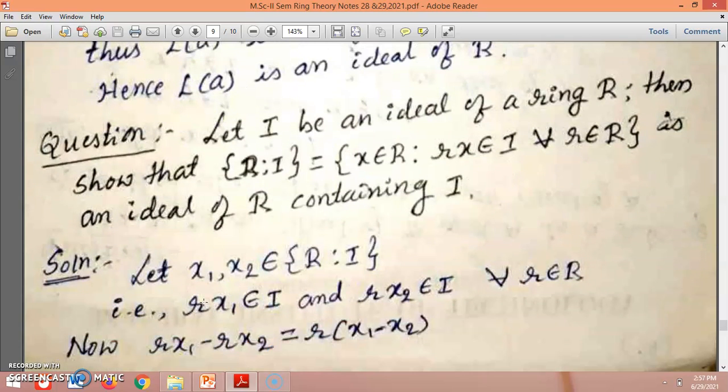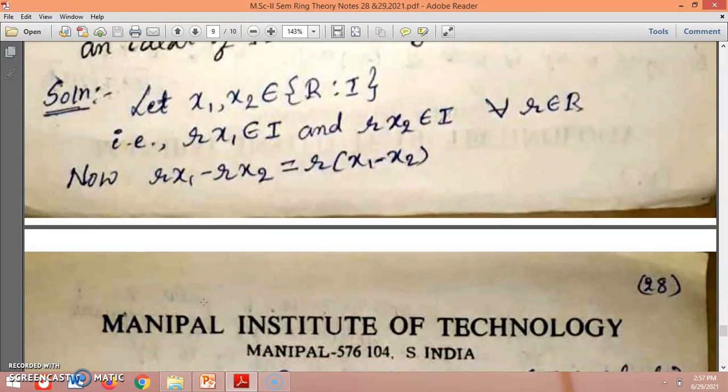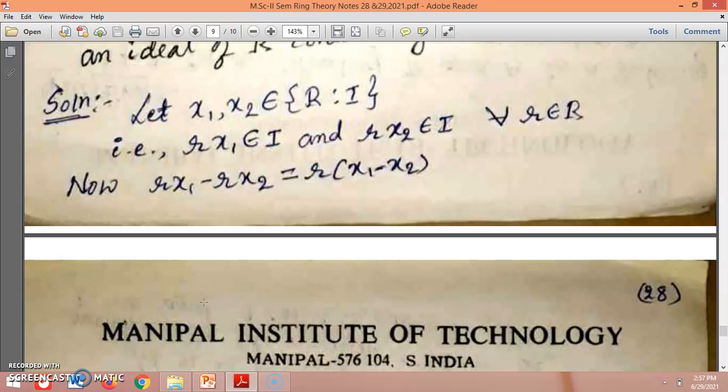Another question: let I be an ideal of R, then show that R:I, defined as the set of x where x is a member of R such that rx is a member of I, is again an ideal of R containing I, for any r belongs to R. Let us take x1 and x2 which are members of R:I. That is, rx1 belongs to I and rx2 belongs to I, for any r belongs to R.